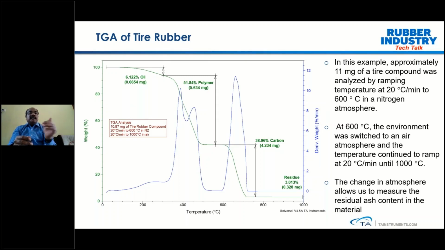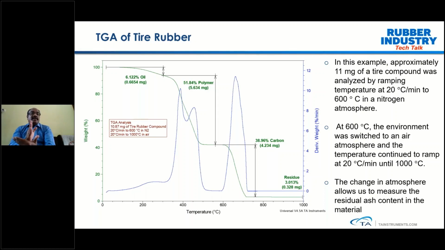As we heat the sample, we start from 100%, and the sample starts decomposing. As you can see, at a lower temperature, the high-temperature volatile oil components start coming out, which accounts for 6.12% of weight change. As we heat further, we see the polymer decomposition, which accounts for almost 51.84%. At this point, the weight is again stabilizing.